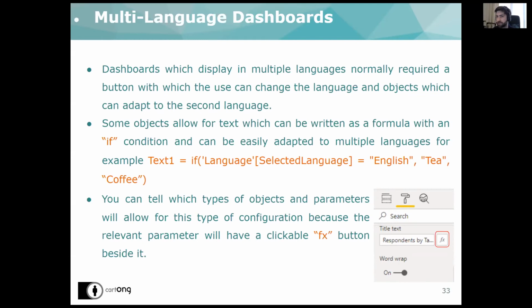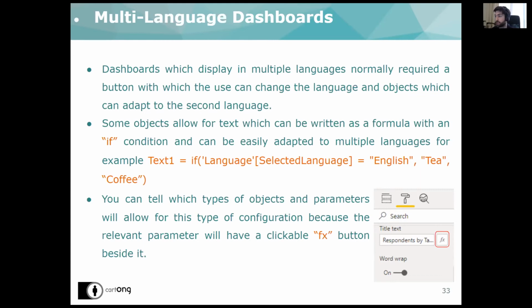Obviously, the example is not a realistic one. It's just to have a small sentence on the slide. But it works just like this. And you can tell which parameters of objects are adaptable because they have a small fx. You can see in the bottom right of the slide, any parameter for which you can write a formula instead of just a plain piece of text will have this fx symbol. And you can use that to replace that line of text with a field. And in orange, you can see an example of a field which can do that.